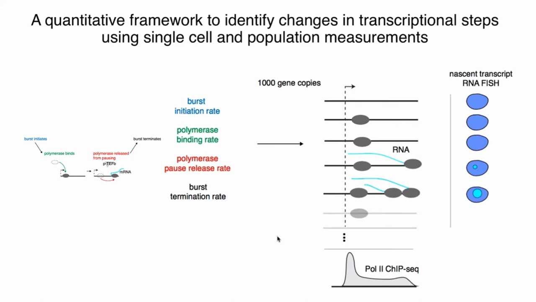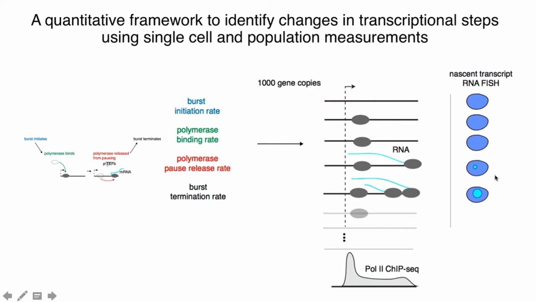So for example, Pol II ChIP-seq, we can predict by looking at the average position of polymerase in that 1,000 gene copy simulation. So how many polymerases are bound at the promoter and then the gene body. And then we can also predict nascent transcript RNA FISH measurements. I'll discuss the specifics of this more later, but basically it's a single cell method to measure whether a gene has recently made nascent RNA. And so from this set of simulations, we can predict what that should look like.